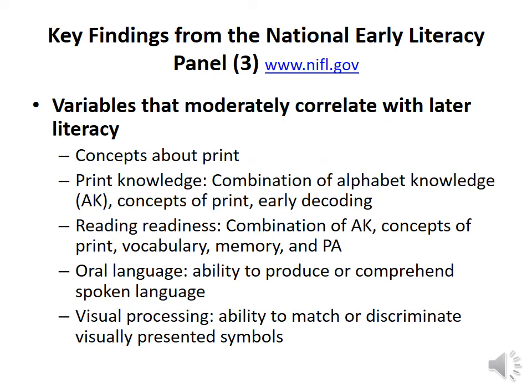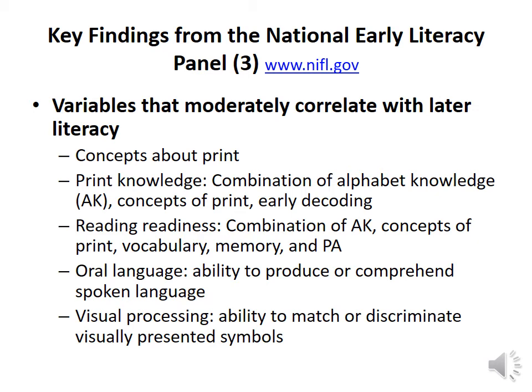We're continuing discussing the key findings from the National Early Literacy Panel, and these are more variables that moderately correlate with later literacy. Concepts about print. Knowledge, a combination of alphabet knowledge, which is referred to as AK, and concepts of print and early decoding. Reading readiness, a combination of alphabet knowledge, concepts of print, vocabulary, memory, and phonological and phonemic awareness.